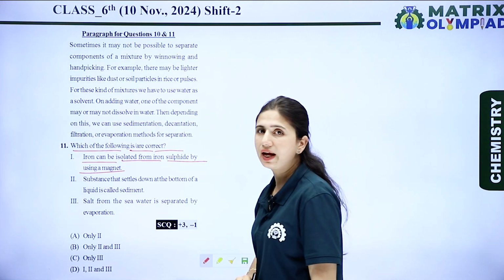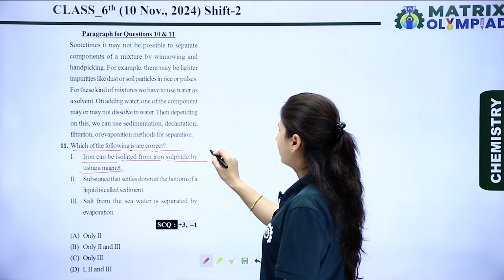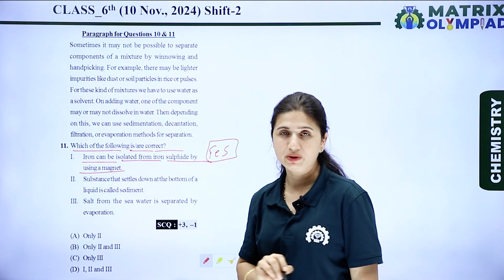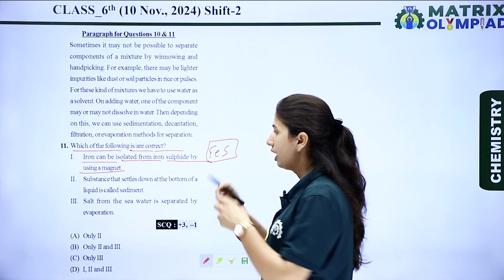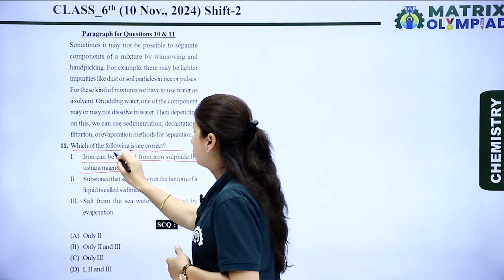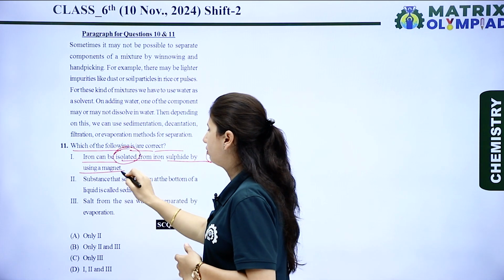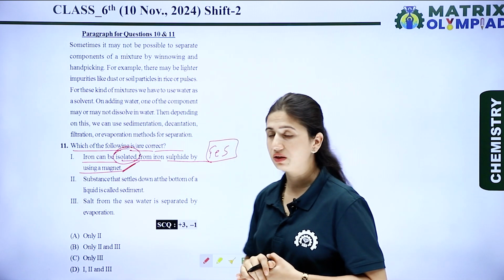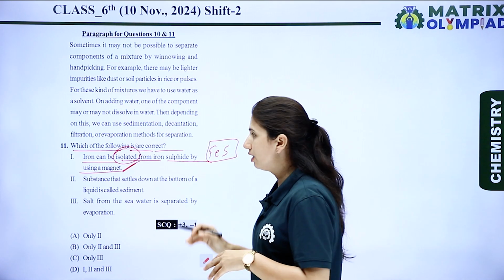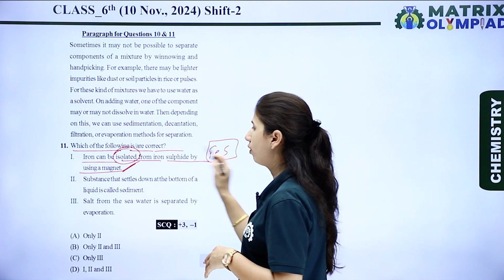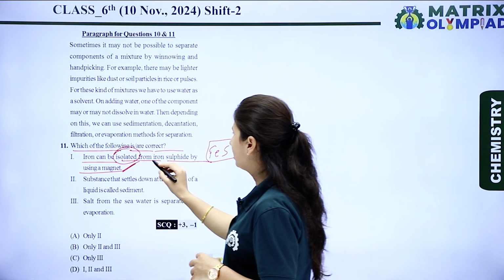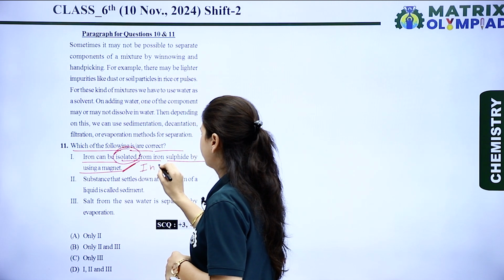If we're talking about iron sulfide, FeS, it is a chemical compound, which means chemical bonds are present between iron and sulfur. So it is not possible to separate it by using the magnetic separation method. If iron filings are present in sulfur, in that condition we can isolate the iron from the sulfur by using the magnetic separation method. So it is an incorrect statement.